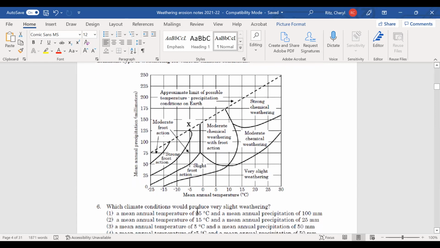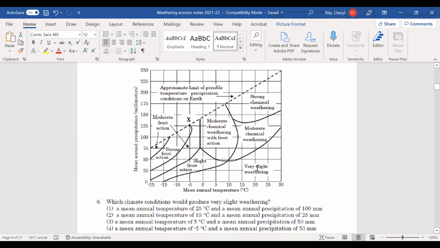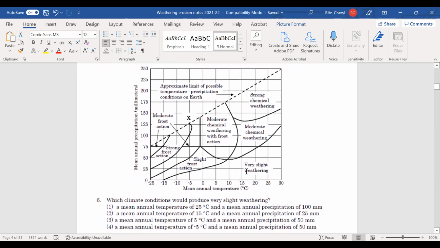It says here, which climate conditions would produce very slight weathering? I searched this chart and I see that very slight weathering is right here. Now I just have to match these up, so I go through and do process of elimination. Answer A, 25 degrees Celsius is here and 100 millimeters is there. If I bring those two together, that puts me right here in the moderate chemical weathering.